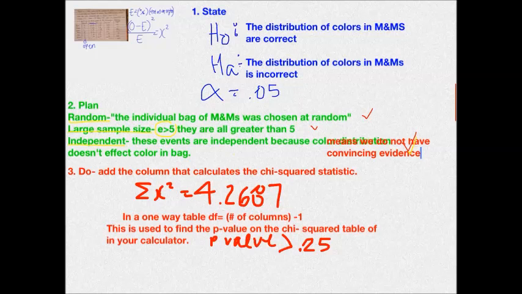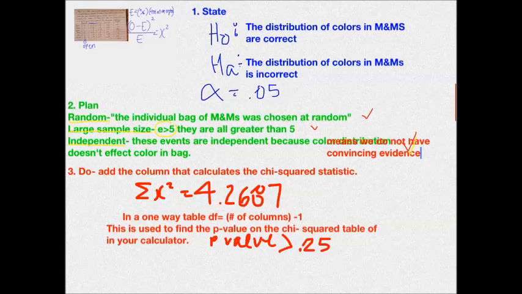The large sample size, so the expected value is larger than 5. Because all of the expected values in our table are all greater than 5, we can say it's a large enough sample size. Thirdly, how independent? The event is independent clearly because each pick is independent. So if you can check all three of these off, the independent, the large sample size, and the random, that means that you can move on under the assumption that you can use the chi-squared statistics.